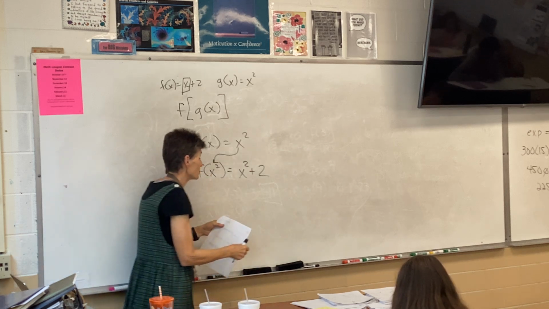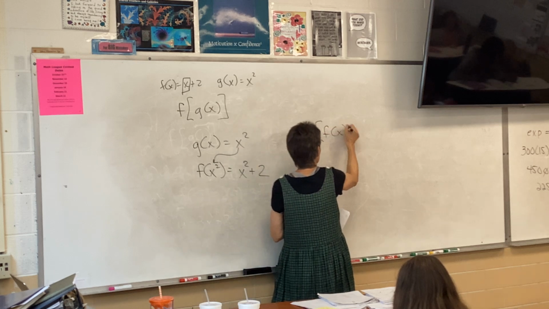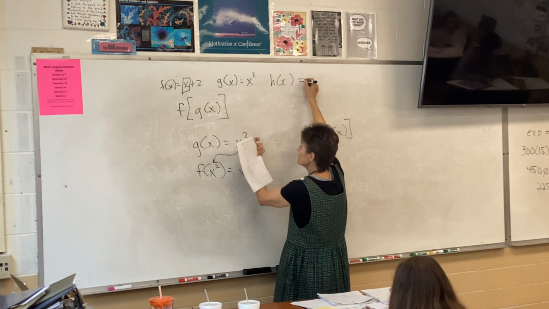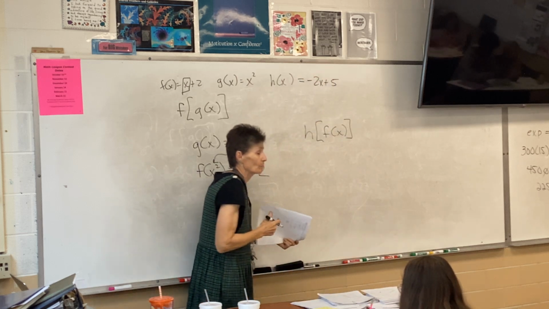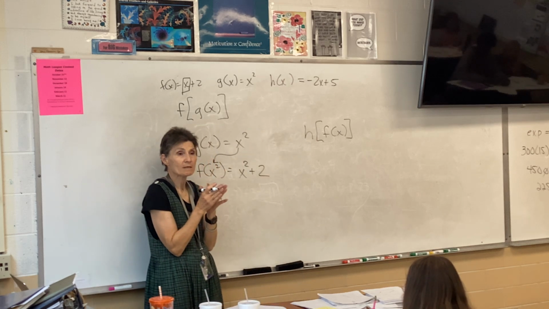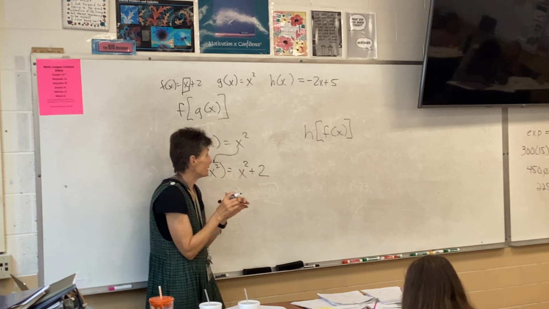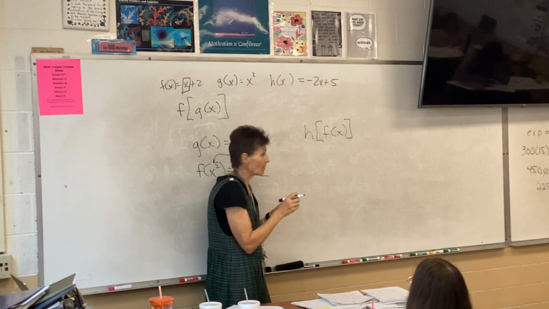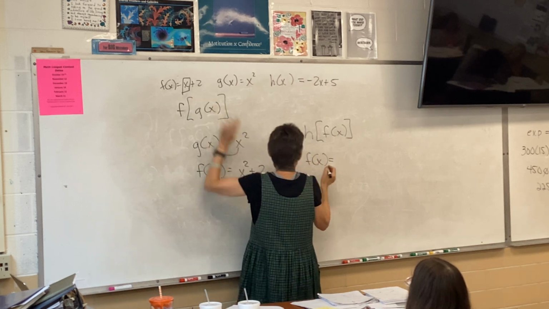I'll turn the page. Here's another one. h of f of x. Okay, what's h? h is negative 2x plus 5. Now walk me through this. What am I supposed to do first? Find f of x. But wait a minute, I already know what f of x is. f of x is x plus 2.